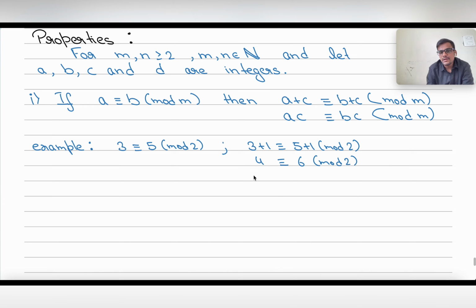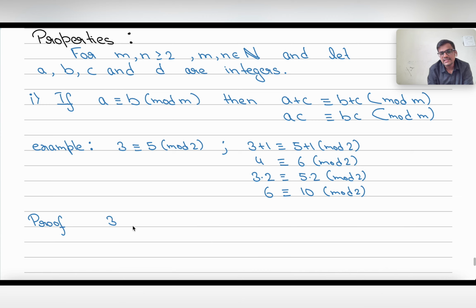Similarly, if I multiply this number 3 with 2, then that will be congruent to 5 into 2. See, why? Because this is 6, and 6 divided by 2 has remainder 0. 5 into 2 is 10, and 10 divided by 2 has remainder 0. Right? So if I multiply with a constant or I add a constant, then the congruence will not change. The new numbers will also be congruent. Now let's move to the proof.